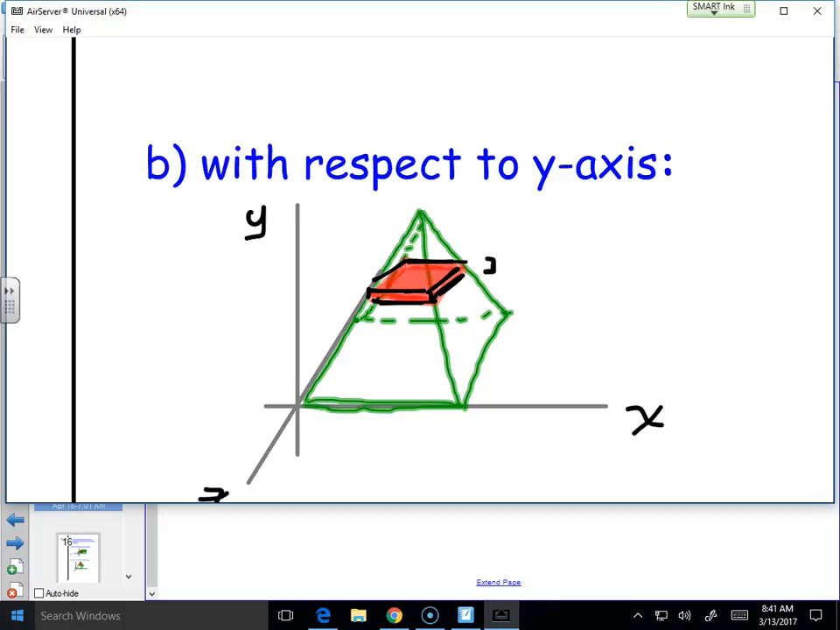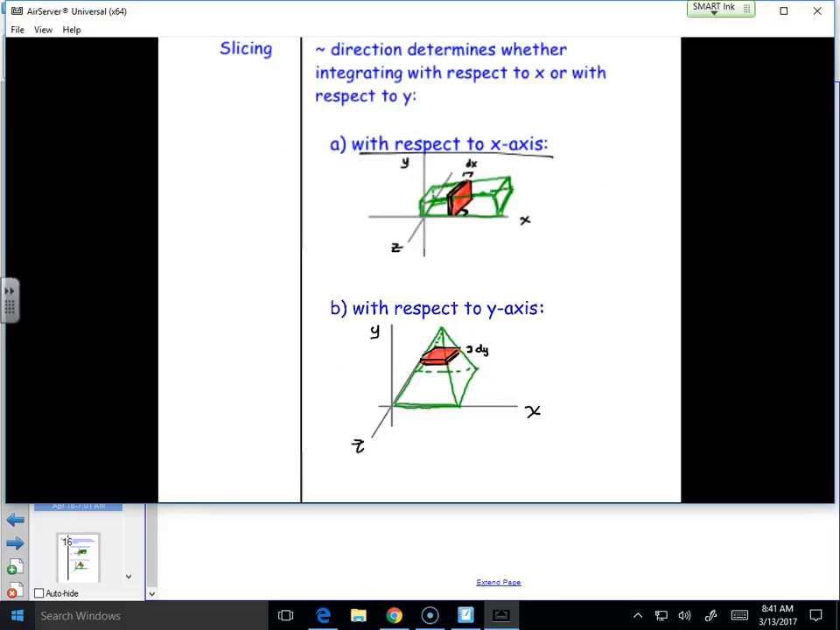The depth would be a vertical component, which would be a dy. Whenever we slice perpendicular to the y-axis, even though it might be removed from the y-axis, if we were to have our knife keep going, it would come down this way, which would be perpendicular to the y-axis. Then we're going to have dy.